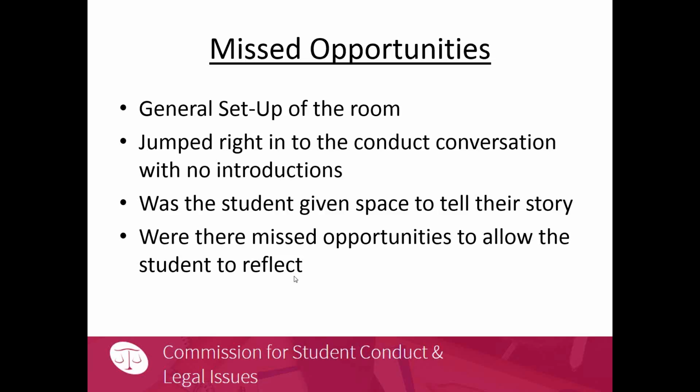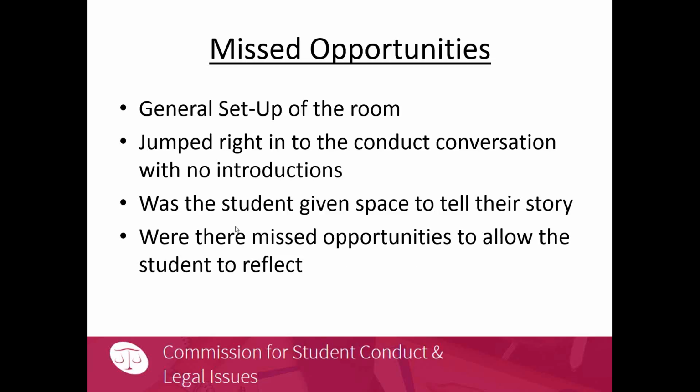The other piece is, was the student given an opportunity to reflect? It was very interesting in that the conduct officer just fired statements off to this student, and the student was clearly very defensive throughout that conversation. So how do we shift the conversation? This was an extreme case, but there are students that are going to come in and be very defensive with you, and helping them reflect on the situation is challenging.